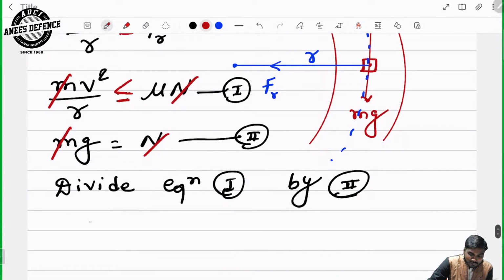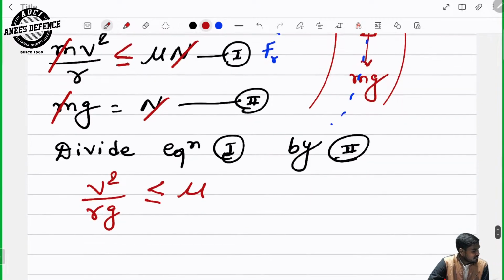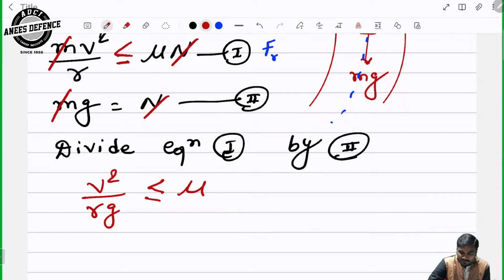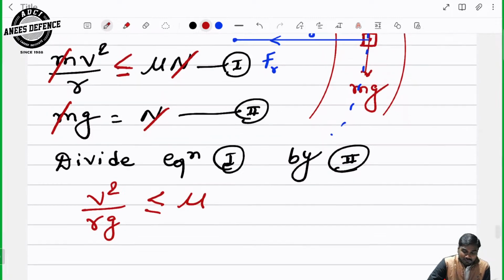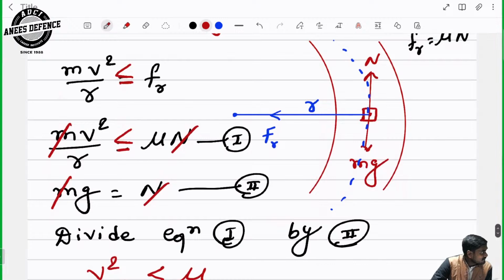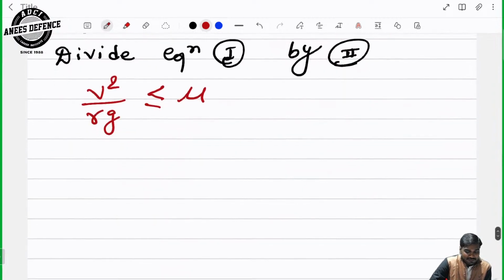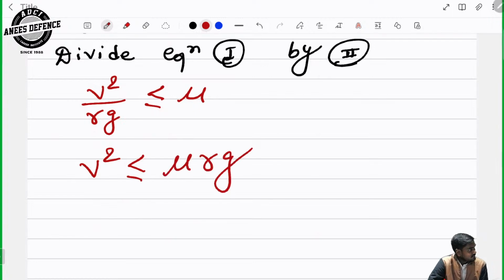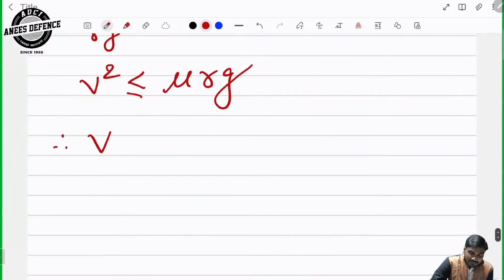So divide. So V square upon Rg is greater or equal to what? Mu. Sorry, less or equal to mu. The sign is like this, since friction force is greater. So V square upon Rg is less or equal to mu. So you can write V square should be less or equal to mu R. Yes or no? Yes. Hence V should be less or equal to root under mu Rg.